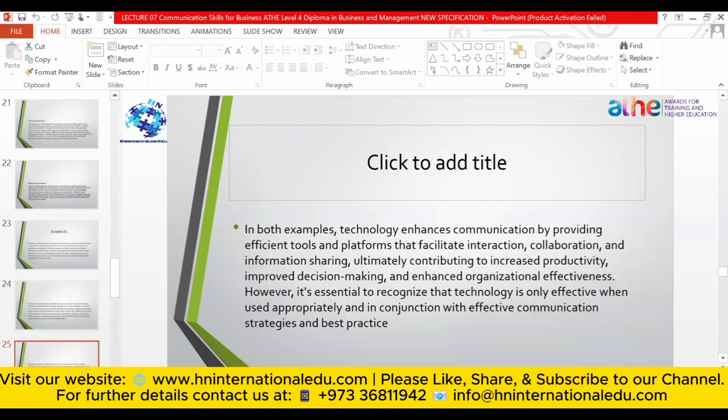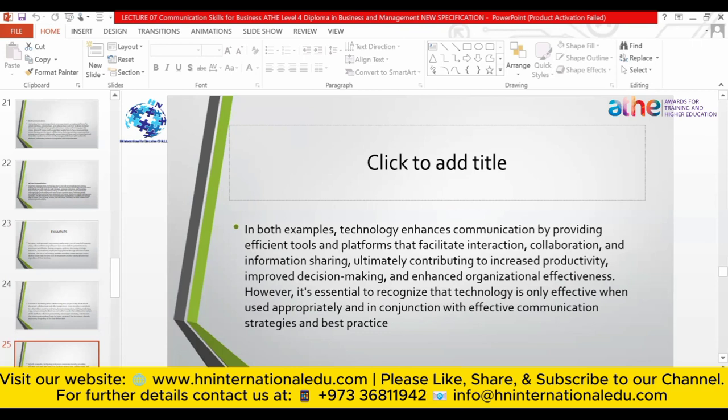In both examples, technology enhances communication by providing efficient tools and platforms that facilitate interaction, collaboration, and information sharing, ultimately contributing to increased productivity, improved decision making, and enhanced organizational effectiveness. That is what we're getting from both examples. It is helping us in what? In productivity, decision making, and effectiveness as well.